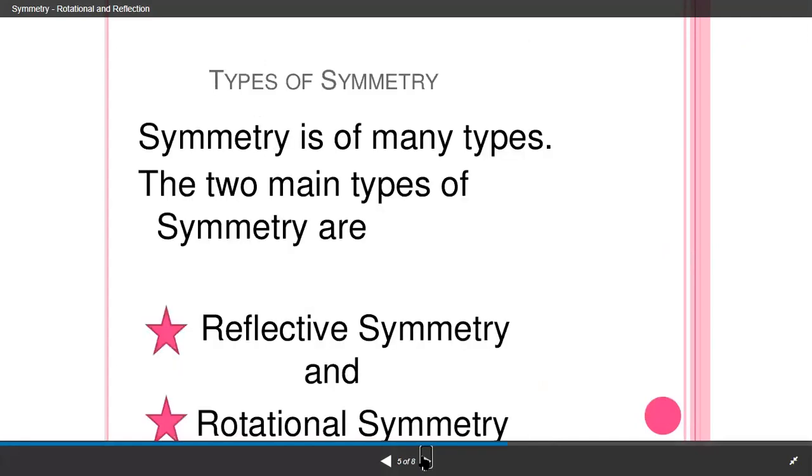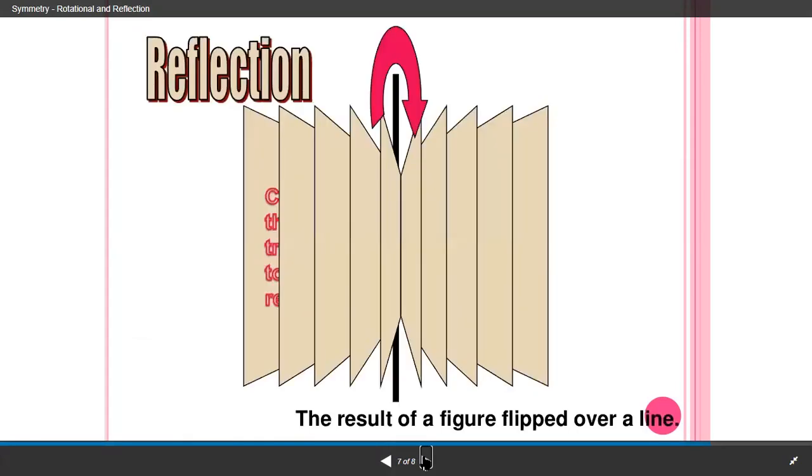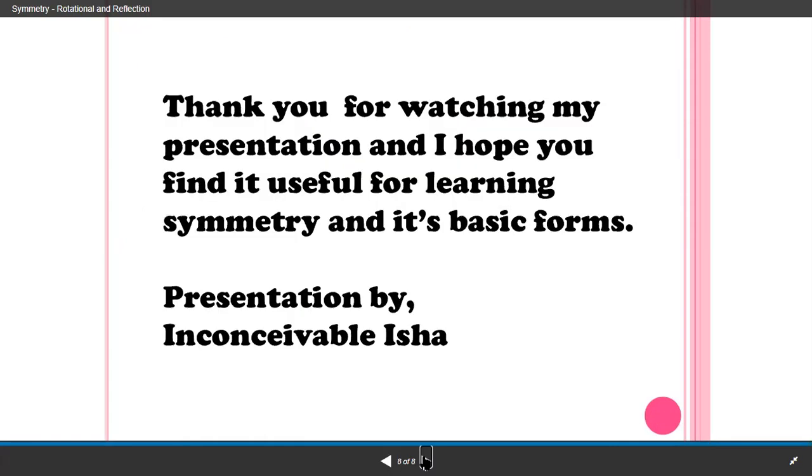Symmetry is of many types. The two main types of symmetry are reflective symmetry and rotational symmetry. Reflective symmetry: a flat 2D shape has reflective symmetry when each half of the shape on either side of a bisecting line is the mirror image of the other half. Reflection symmetry is the result of a figure flipped over a line.